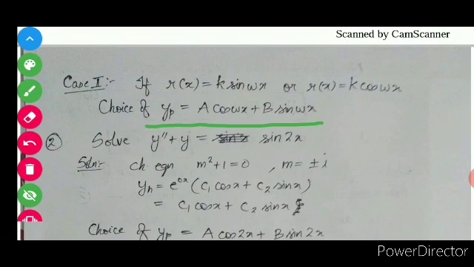The next step is we are actually going to find yp dash, yp double dash. We are going to substitute in the given ordinary differential equation. We are going to equate the left hand side and the right hand side, and then we are going to find these constants a and b. We will look at it with the help of an example here.